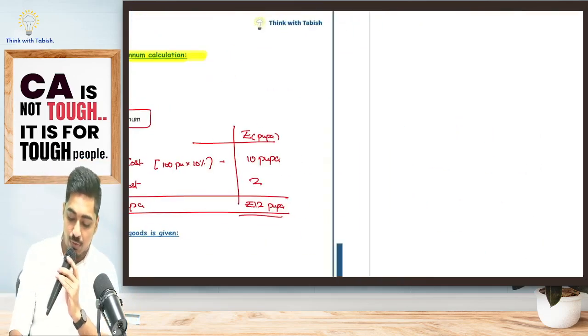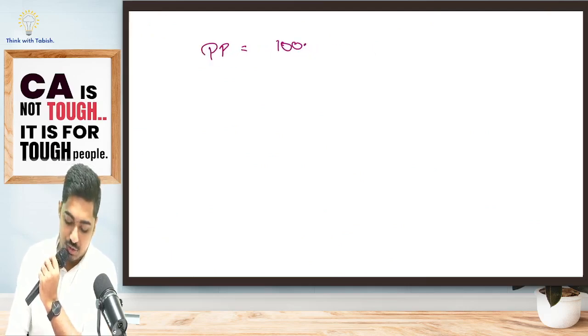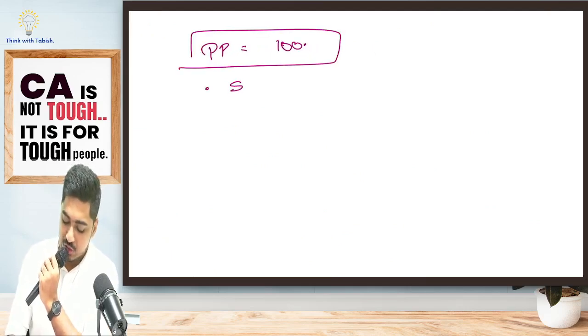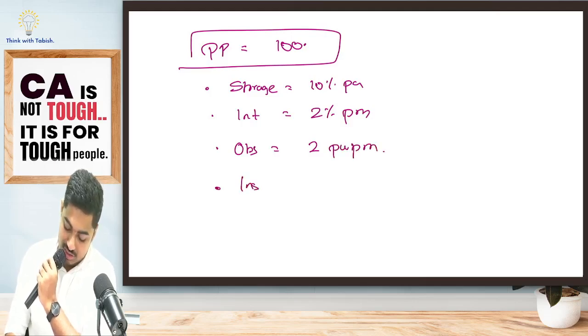Yes, I'll give you one more example. Look at this. Suppose the question is telling me that purchase price is, for example, 100 rupees. I want you guys to give me the answer. Storage is 10% per annum. Interest is 2% per month. Obsolescence is 2 rupees per unit per month. Then insurance is 3 rupees per unit per annum.